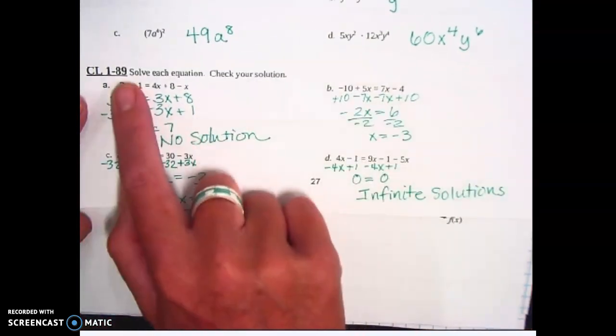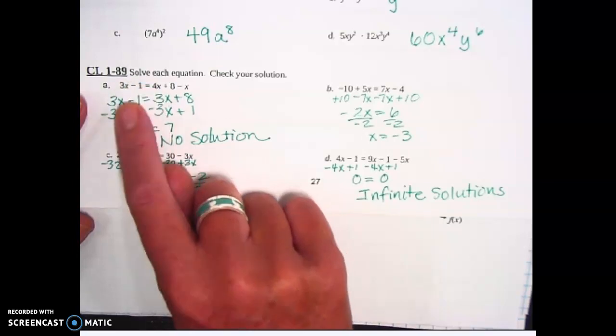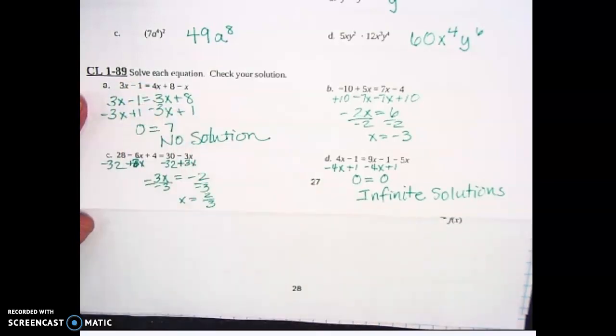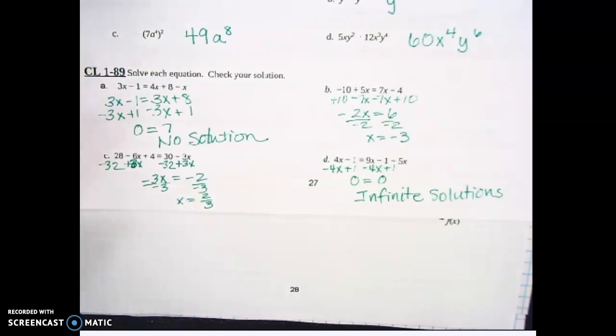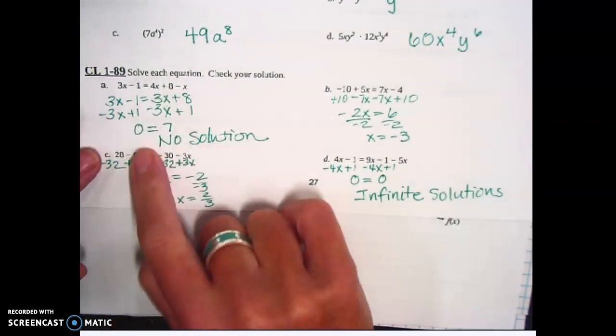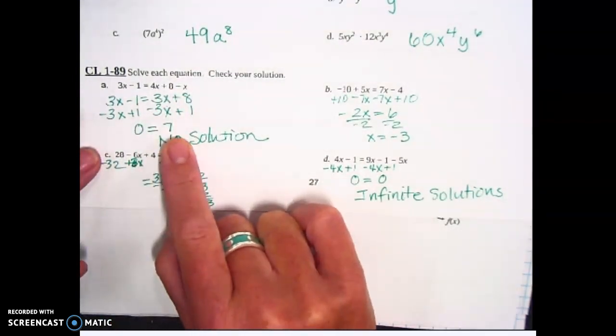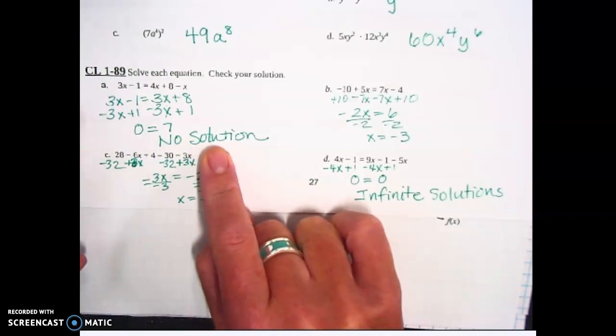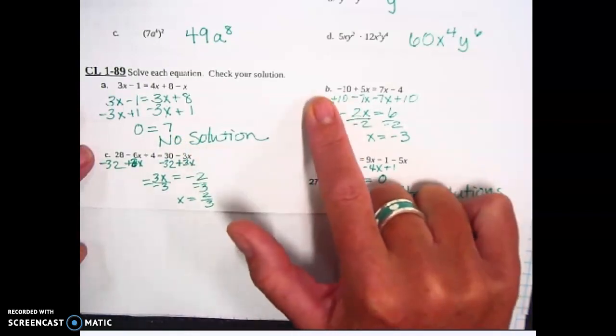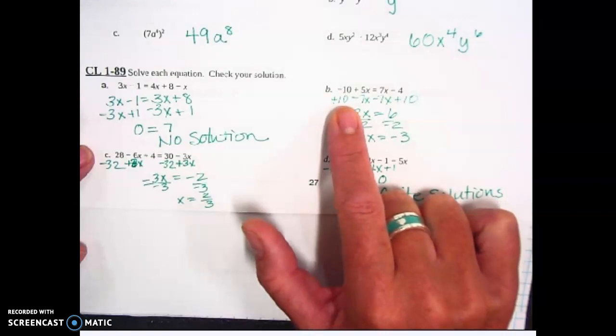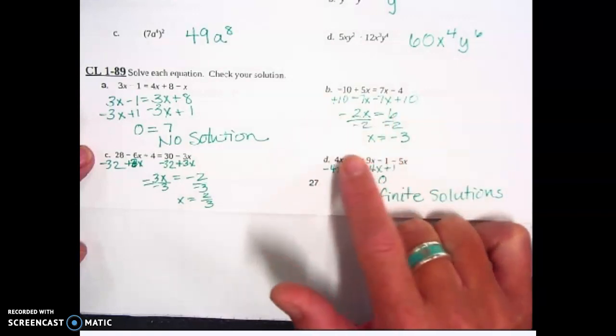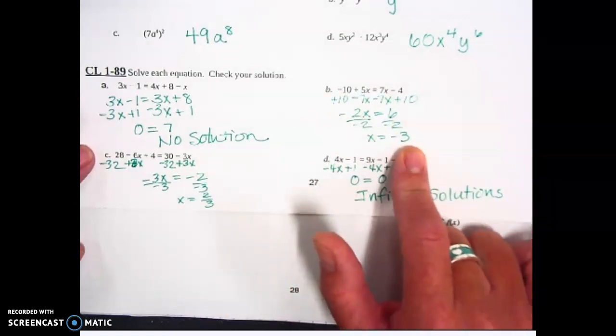Down at the bottom, closure 189. So we're going to simplify this equation. We get something weird here, like 0 equals 7. So there's no solution to part A. Part B, we're going to add 10 to both sides. We're going to subtract 7x from both sides, and we get x equals negative 3.